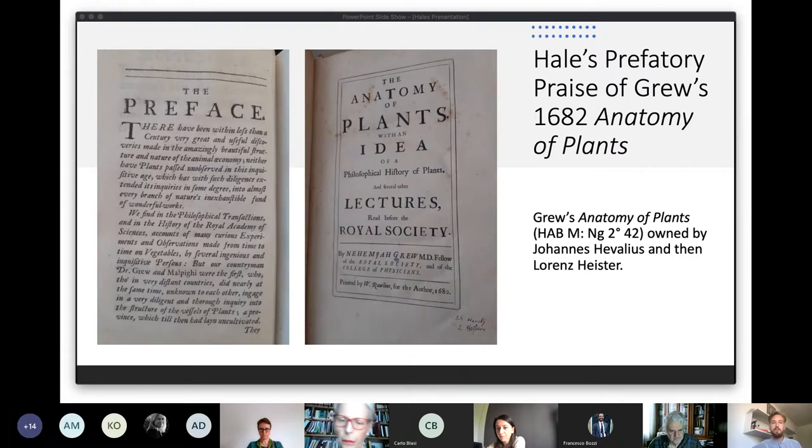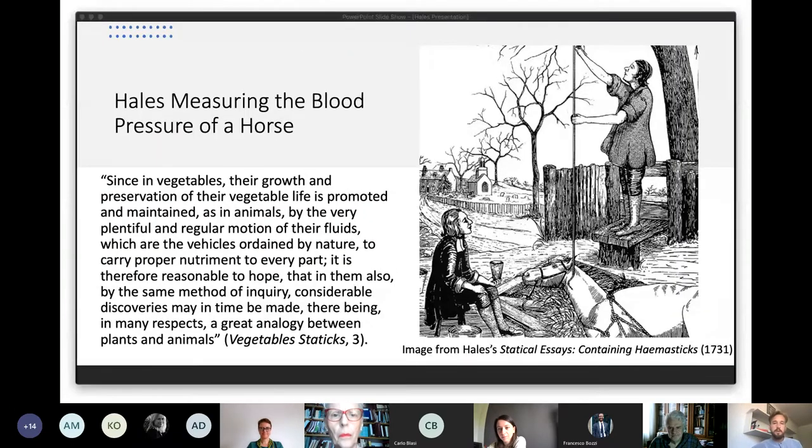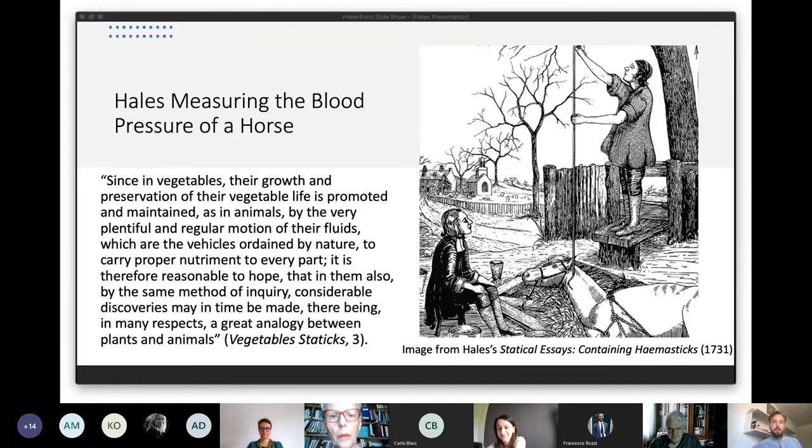In addition to admiring Grew's anatomical findings, Hales accepted his contention that there are strong correspondences between certain plant and animal parts, and that this is the reason why he had faith in applying to plants a quantitative model of analysis that had previously been used to study animal bodies. Both began this way, and you can see on this slide that Hales started with the study of animal bodies, and you can see him here measuring the blood pressure of a horse. So both Grew and Hales indeed began by studying animal anatomy and physiology before they turned to plants.